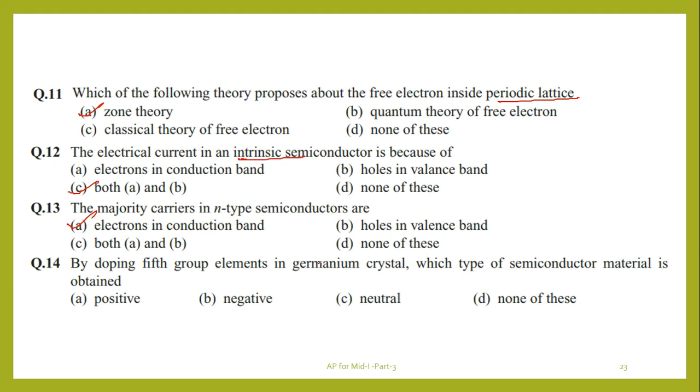By doping a fifth group element in a germanium crystal, which type of semiconductor material is obtained? If we are doping fifth group, we will get a negative type. Then if we dope third group, we will get a positive type. That's nothing but a p-type.